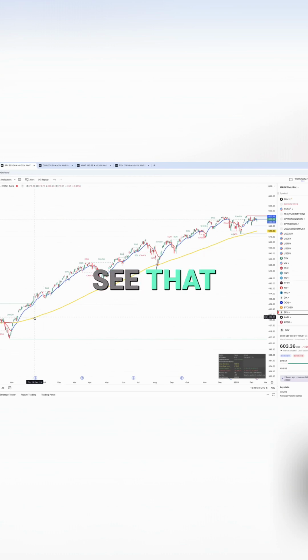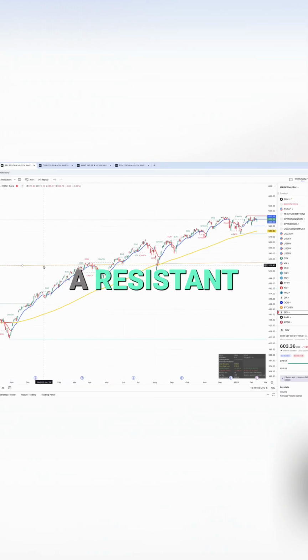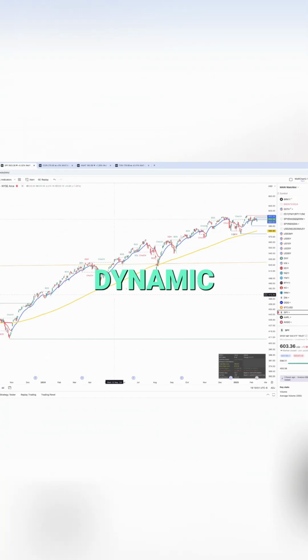And when we talk about dynamic support, just like you have horizontal support, like if I put this line on this chart and drew it right here as a support line, this is how a support line or a resistance line would look if you were rejecting or bouncing. But the moving averages act as dynamic support. So they're like moving support and resistance.